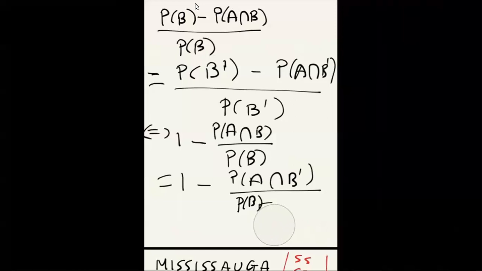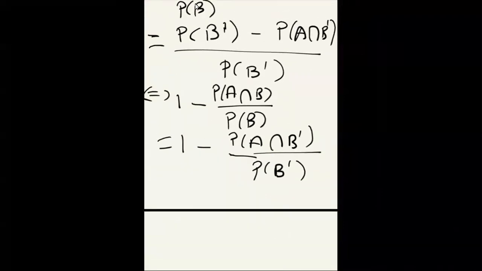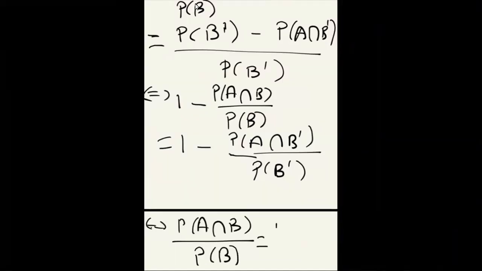I will erase this Venn diagram. Okay. And from this step, you can see that the two sides are equal and they both have 1 minus something, which tells us that probability of A intersect B divided by probability of B is equal to probability of A intersect B prime divided by probability of B prime.